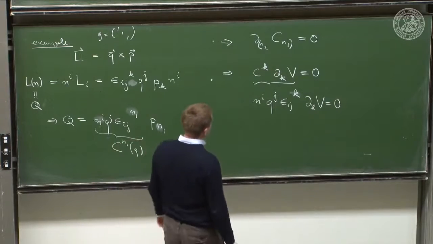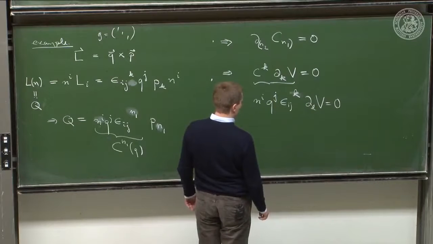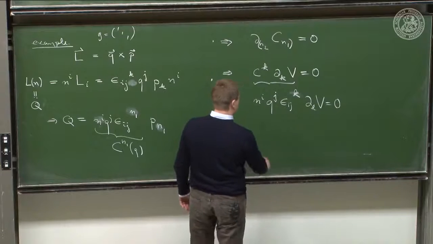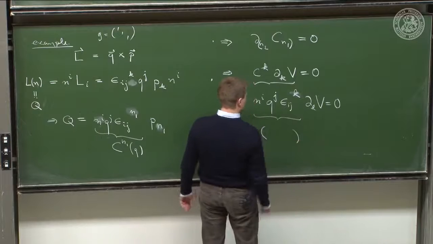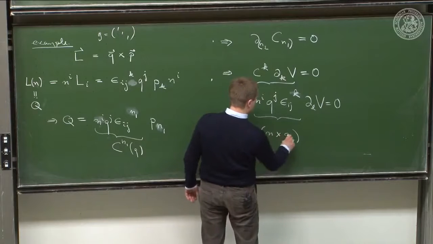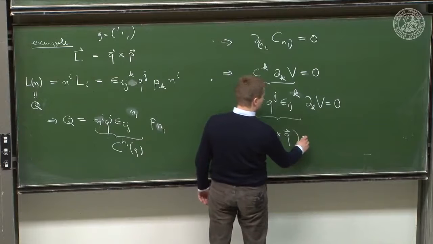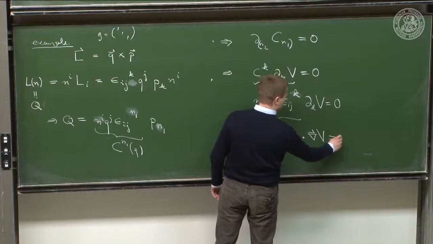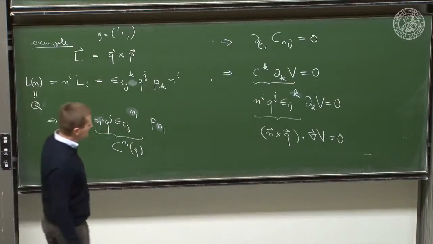And this is easily interpreted because this guy here is the kth component of n cross q vector. The axis cross q is the kth component dotted into the gradient. So this is the gradient of the potential. This needs to be 0. Now, is this the condition?